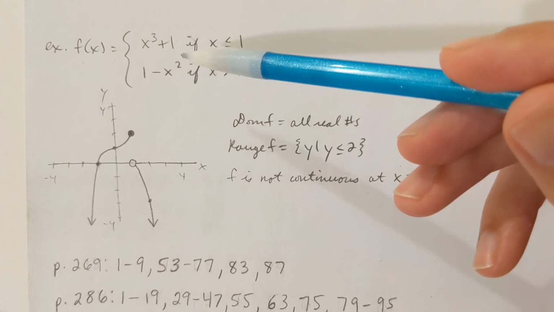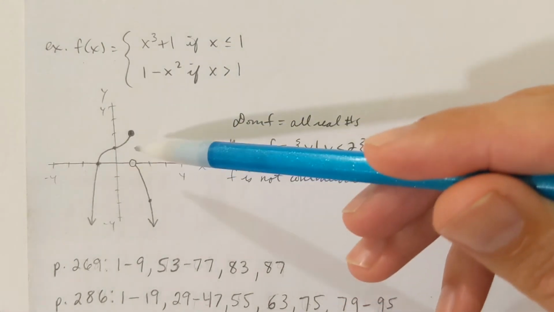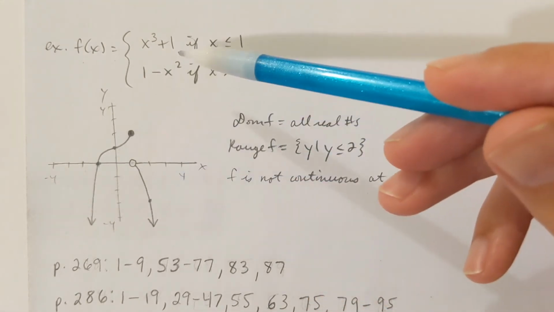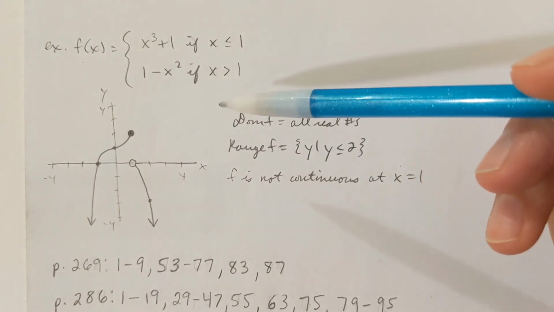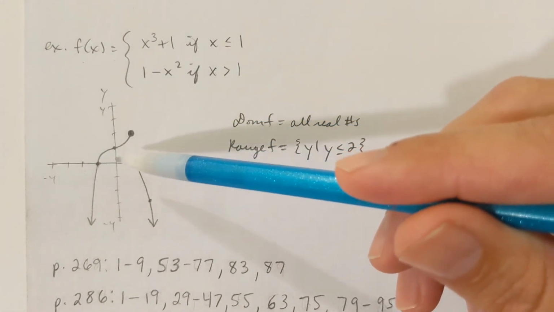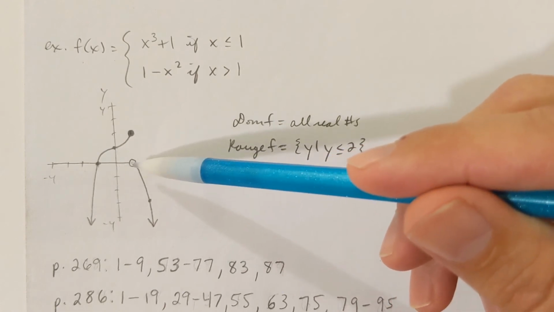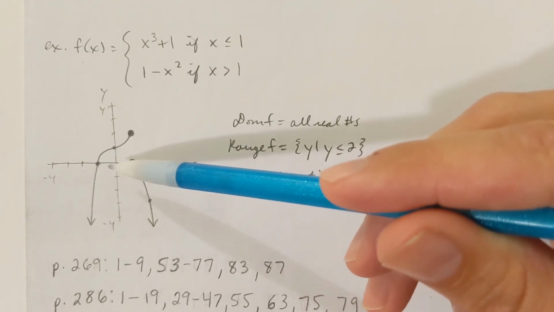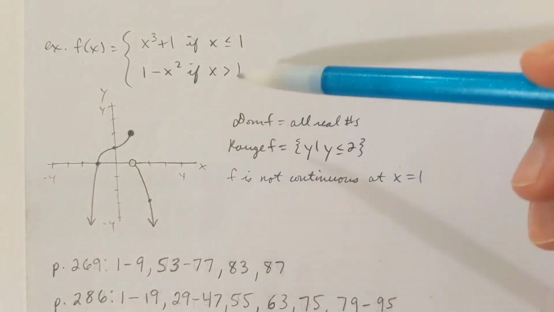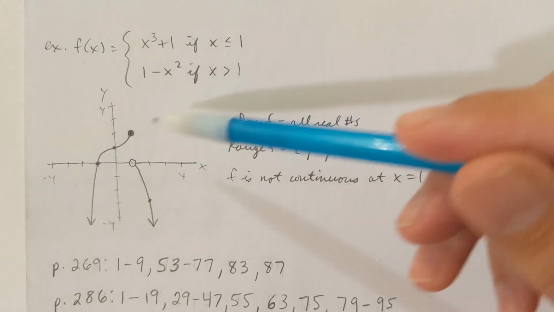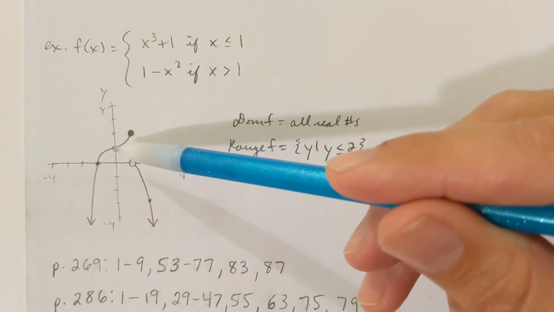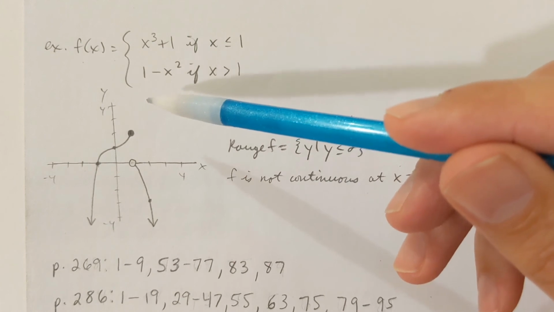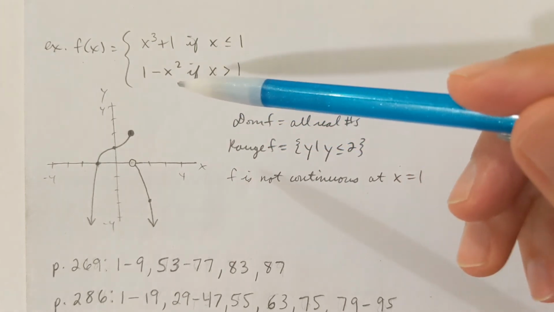Y equals x cubed plus 1 means I've got the cube function shifted up 1 unit. You can use what I know about transformations here. So 0, 0 is going to be at 0, 1. 1, 1 is going to be at 1, 2. And negative 1, negative 1 is going to be at negative 1, 0. I've got those 3 points plotted. And x is less than or equal to 1, so anything that's 1 or less needs to be kept. Anything that's bigger than 1 up here, I would need to erase. Piece 1 is now completely done.